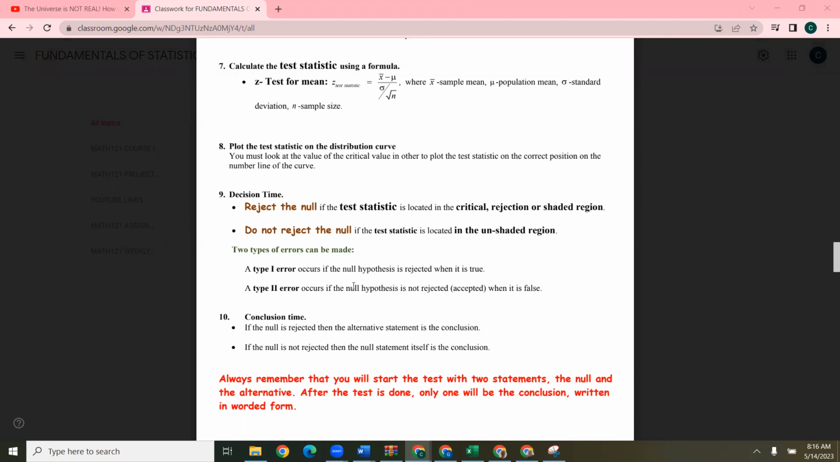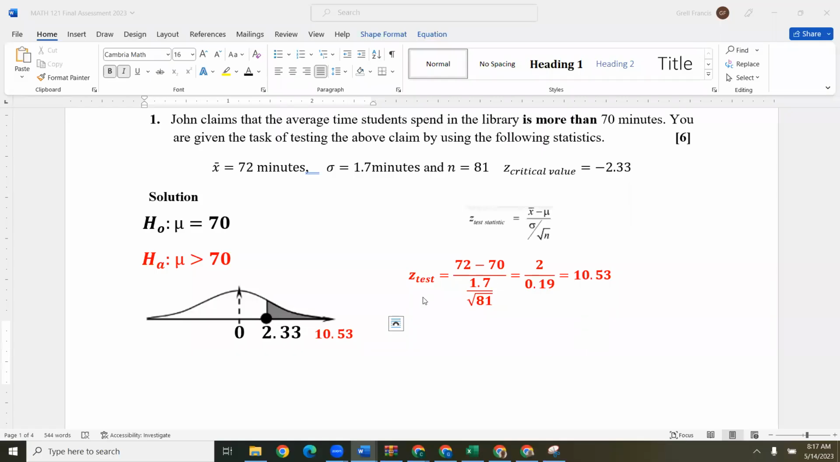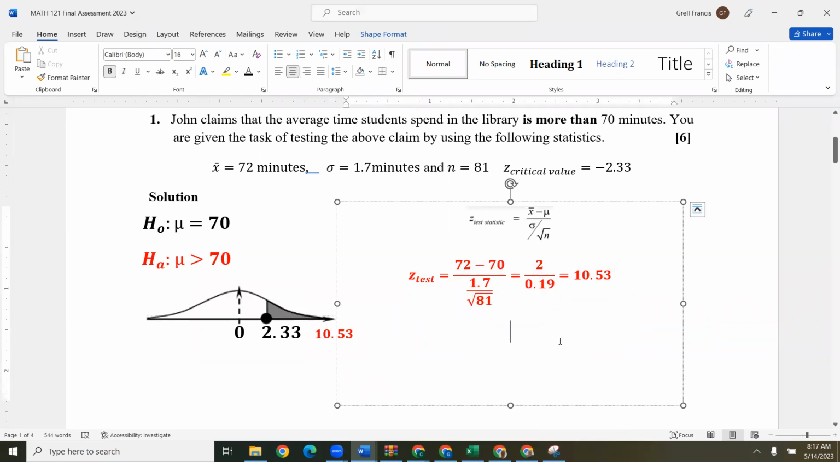So do we reject the null or not? We will know according to where the test statistic has landed. If the test statistic is in the critical or rejection or shaded region, then we reject the null. If not, we do not. So let's see where our test statistic has landed. The test statistic of 10.53 is in the rejection region, as you can see. So therefore, we have to reject the null. So our decision is to reject the null.